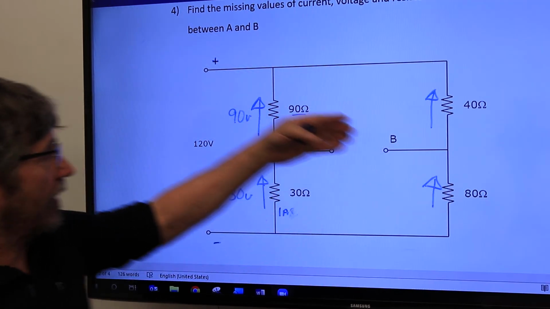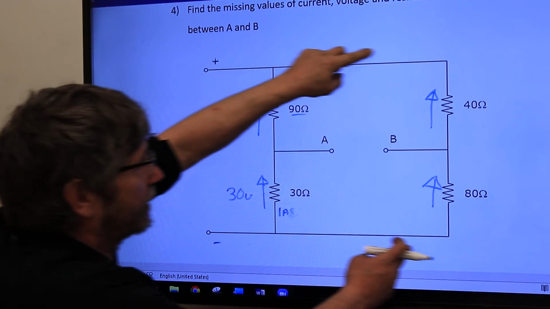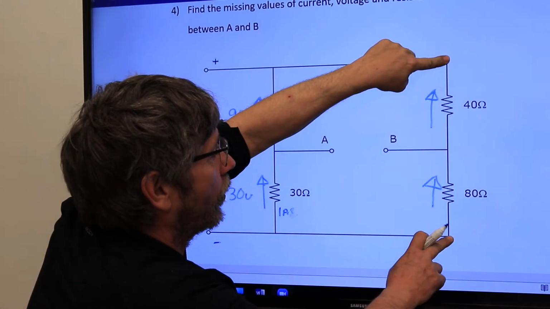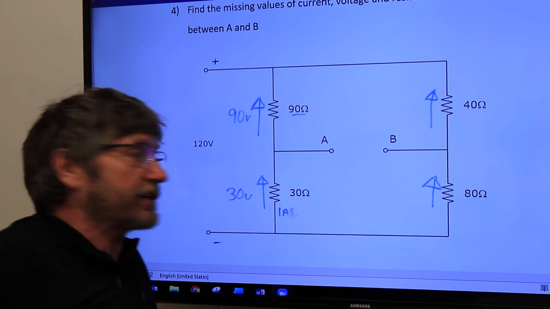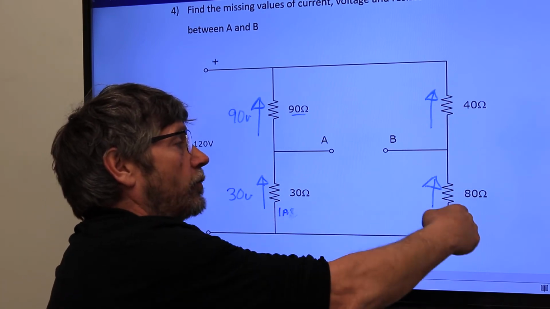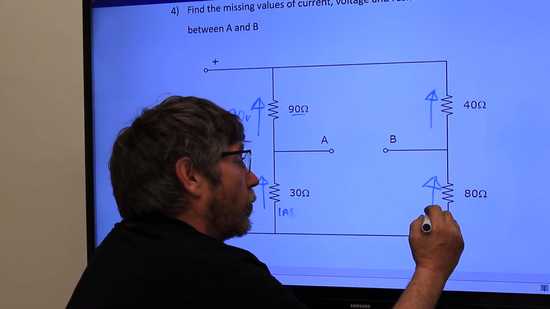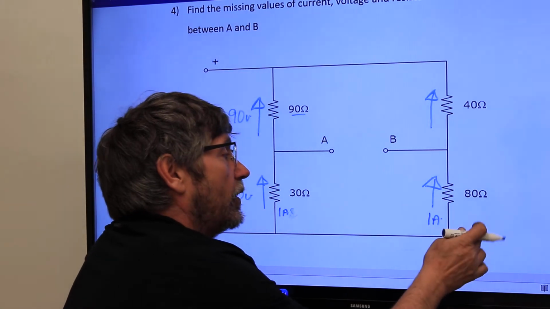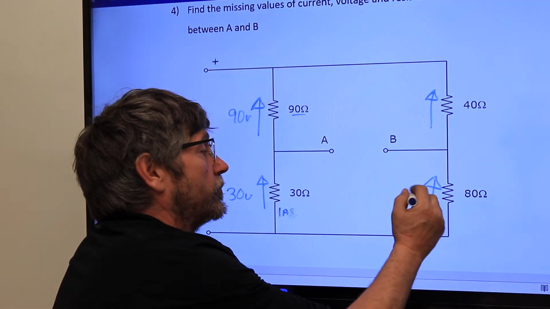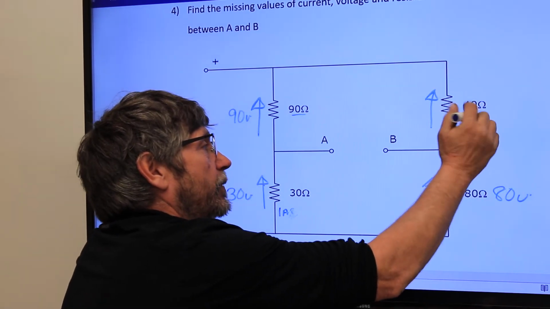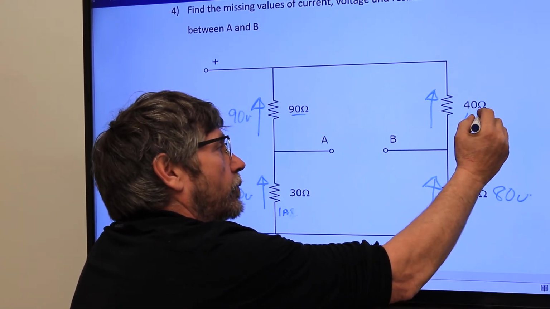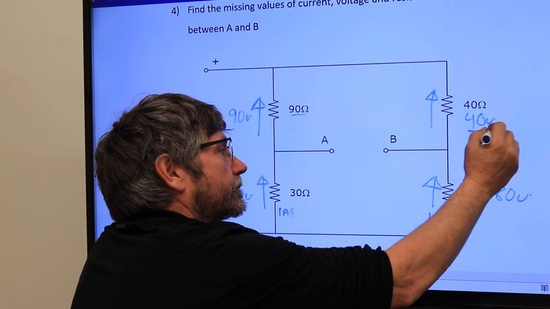We've got a parallel branch. If we follow the branches out here, we'll see we've got 120 volts over these two combined resistances. These two combined resistances equal 120 ohms also, so that means 1 amp up this branch. 1 amp across 80 ohms gives me an 80 volt drop on the first one, and 1 amp over 40 ohms gives me a 40 volt drop there.